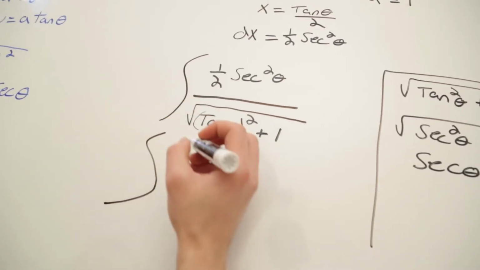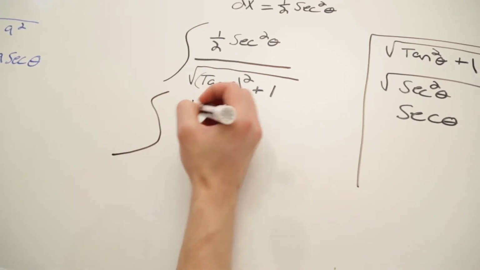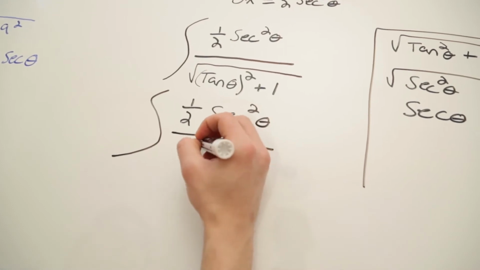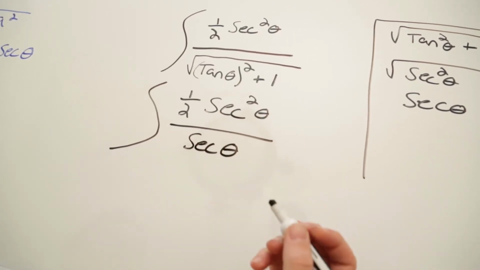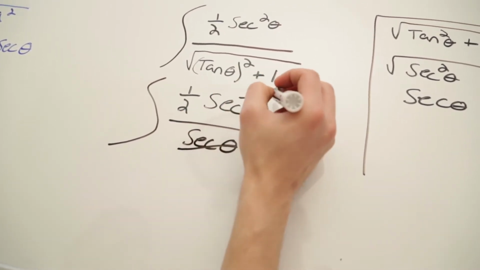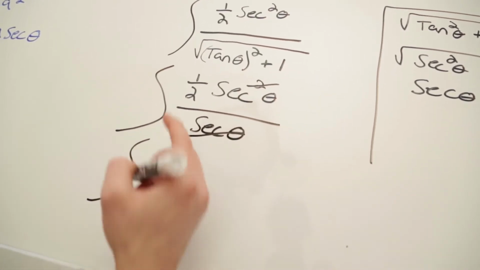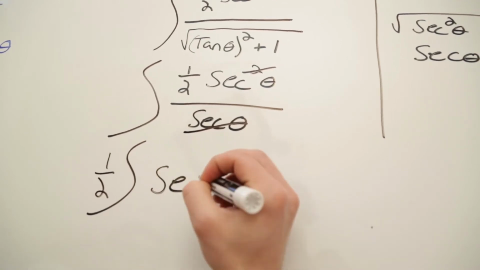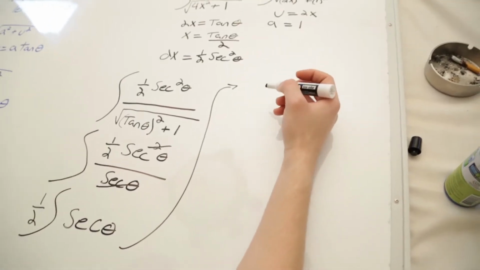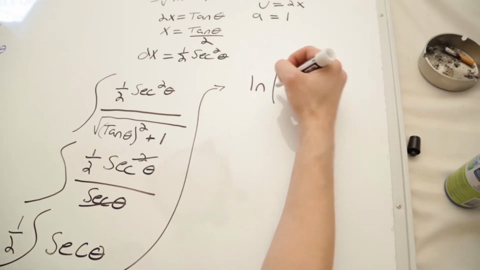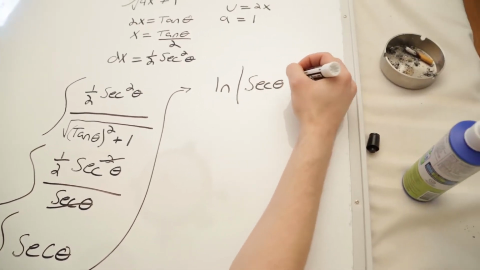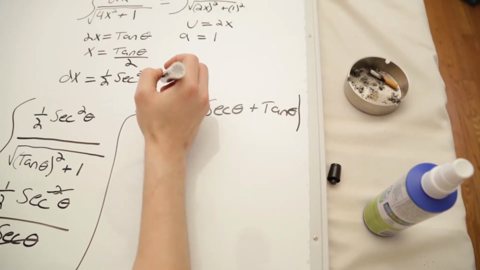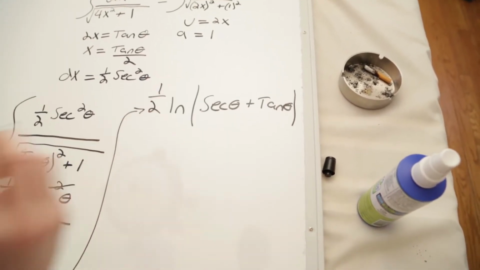All right, so let's rewrite our integral with our new information and this simplified radical. We have 1/2 secant squared theta over secant theta. Look how nicely this works out. This is gonna cancel with one of these, and we can rewrite it again. I'm gonna pull this 1/2 out. So we'll have 1/2 times the integral of secant theta. The integral of secant is ln of secant theta plus tan theta. And don't forget, this is all multiplied by 1/2.